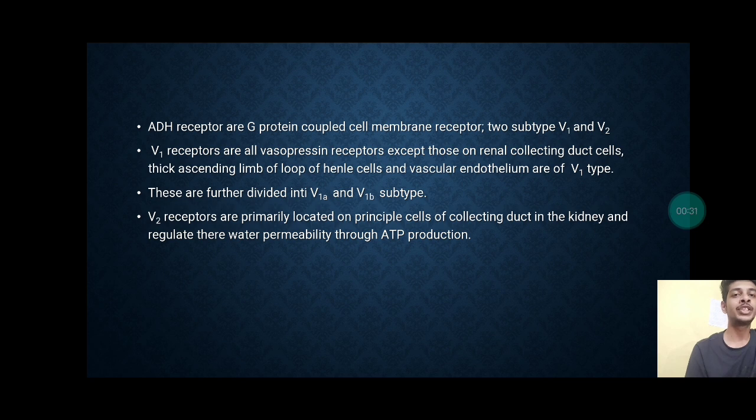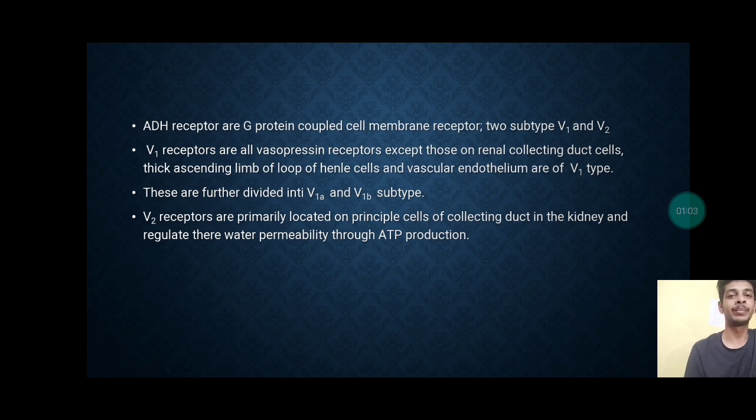ADH receptors are G protein coupled cell membrane receptors. Two subtypes, V1 and V2. V1 receptors are all the vasopressin receptors except those on renal collecting duct cells, thick ascending limb of loop of Henle, and vascular endothelium of V1 type. These are further divided into V1A and V1B subtypes. V2 receptors are primarily located on principal cells of the collecting duct in the kidney and regulate their water permeability through cAMP production.